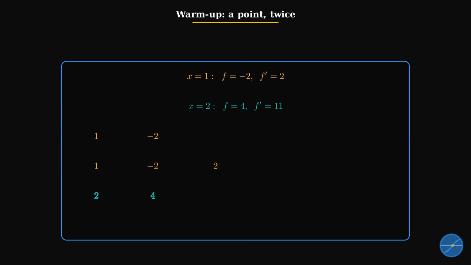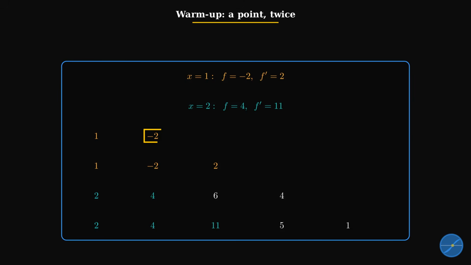Next line, 2 with its value 4. The ordinary difference works here. 4 minus 2 over 2 minus 1 is 6. Then the second difference. 6 minus 2 over 2 minus 1, it is 4. Same story for 2 listed twice. Its slope drops straight in, 11. 11 minus 6 is 5. And the top of the table, 5 minus 4 over 2 minus 1, 1.